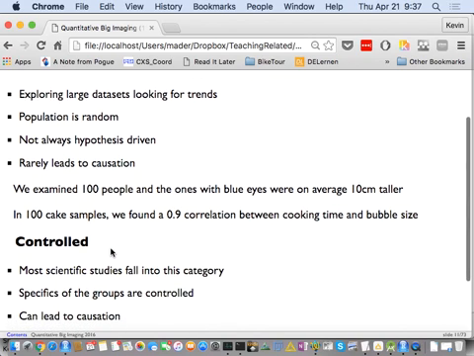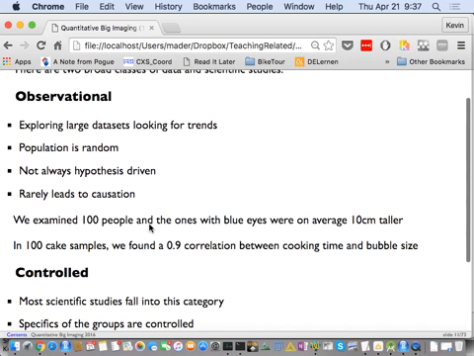In 100 cake samples, there was a 0.9 correlation between cooking time and bubble size inside of the cake structure itself, but it doesn't show any link. It's just an interesting finding, and this is usually the first step where you establish what these trends are, and then you move on to the more traditional scientific realm.